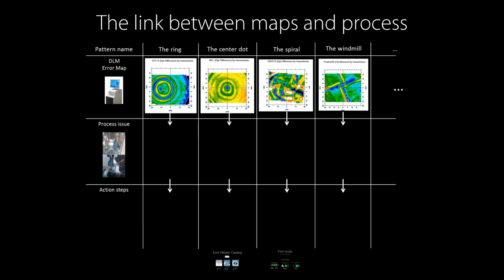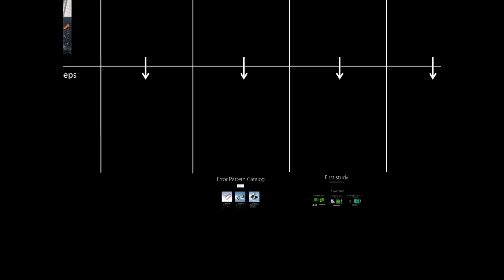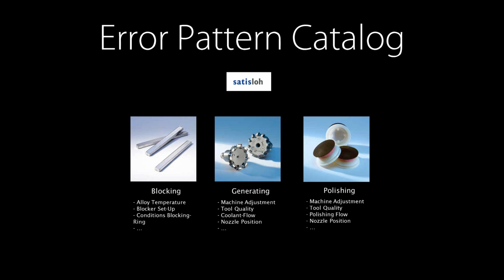To help its customers speed their learning curve, however, Statistical has launched a project, and it's called the Error Pattern Catalog. Their goal is to establish a systematic link between a process issue and a pattern on the error map. They already did a first study in test environments, and I would like to show you 3 very interesting results.